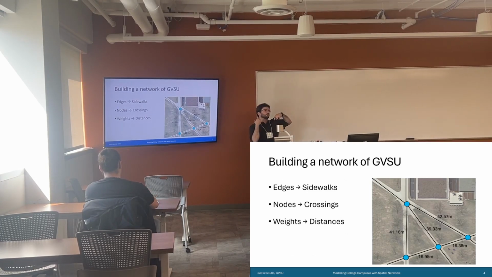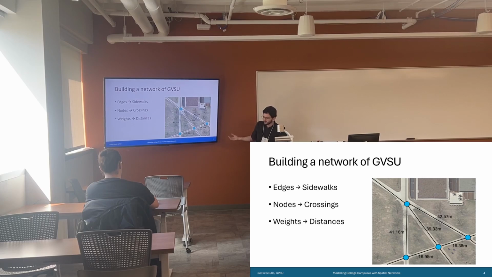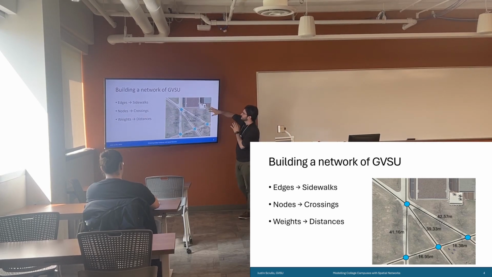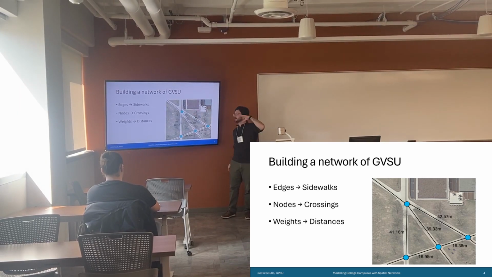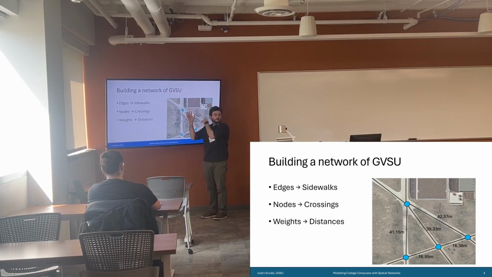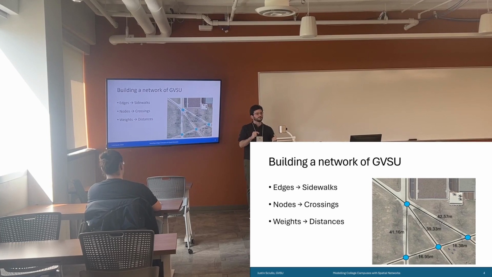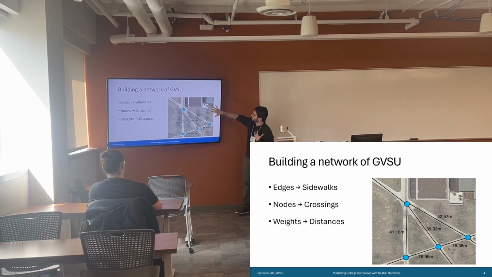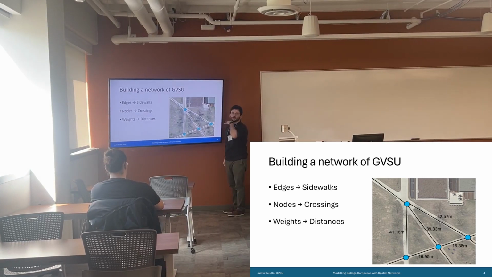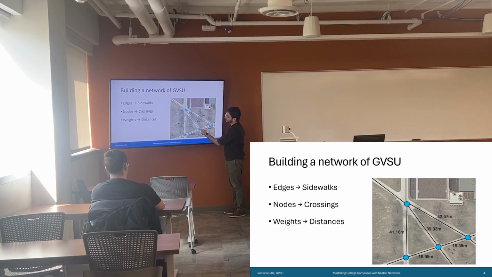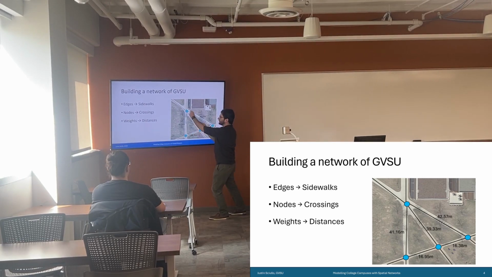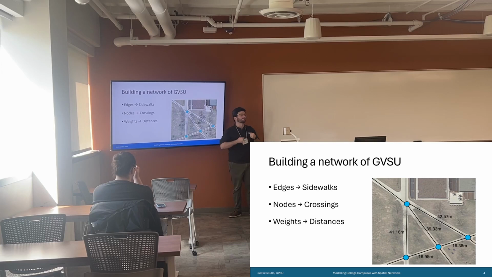You can think about these two nodes being 2 units apart. So when we're building a network of Grand Valley's campus, we want to think about the edges as our sidewalks, and the nodes as the intersections of our sidewalks, where the sidewalks will meet in our path, and the weights are going to be the actual distances. I did this one in meters. As you can see in our image right here, essentially our process was to add a node at every single crossing, and then we connect all of our edges and physically measure that.